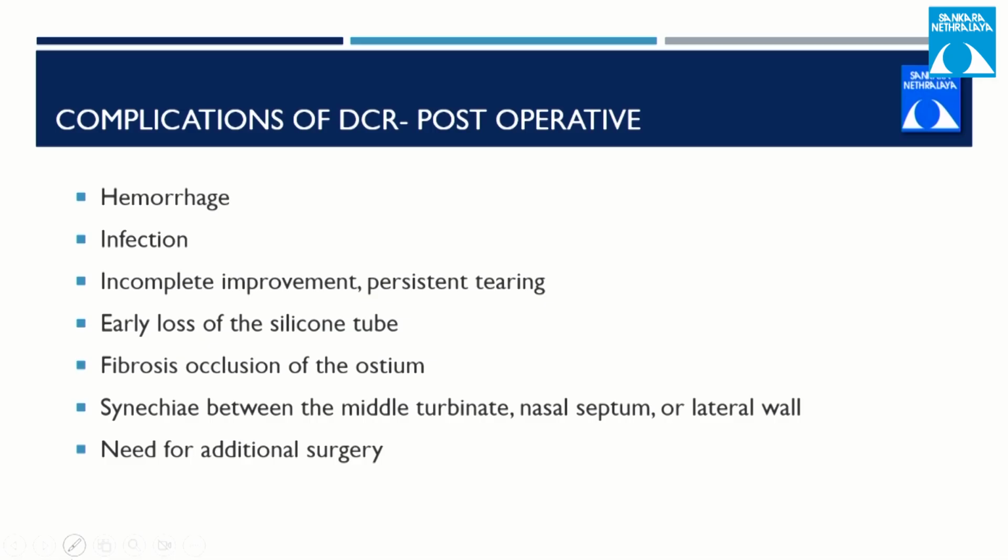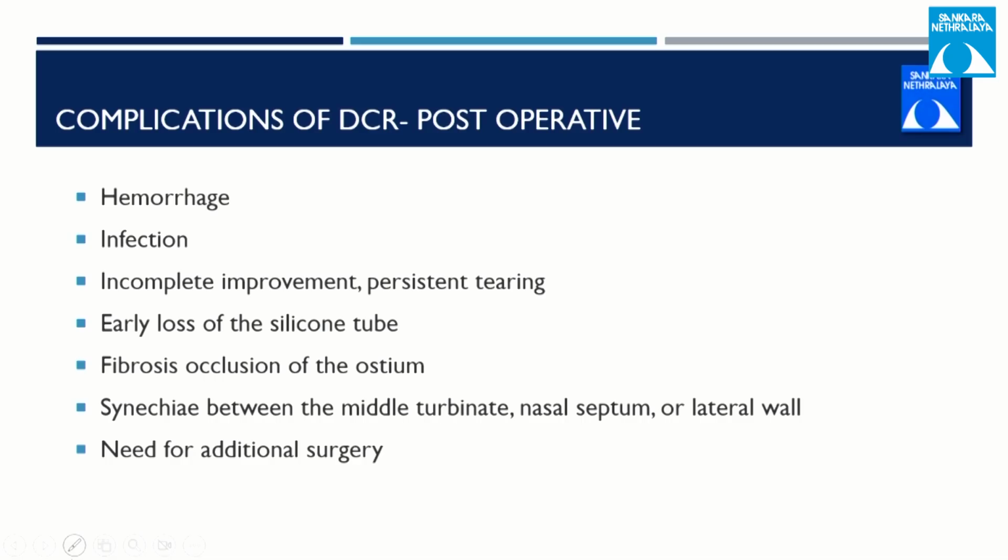That's why we can use mitomycin, and we can put a tube in intubation in complicated cases like traumatic DCRs and all. Chance of fibrosing, ostium closing is more. So in those cases you have to do some intervention to prevent that. So CCB, canalicular block, is the most common cause actually.